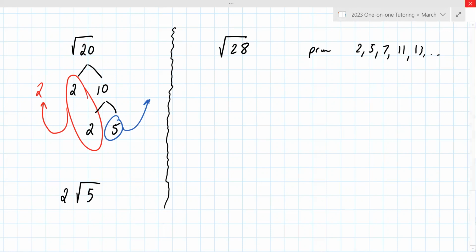How are you doing on this one? I know that 7 goes into it 4 times. Did you try 2 though? Did you start with 2? No. Okay, so you have to start with the smallest prime number. That's just the requirement. You must do it this way. So 2 times what number gets you back to 28?